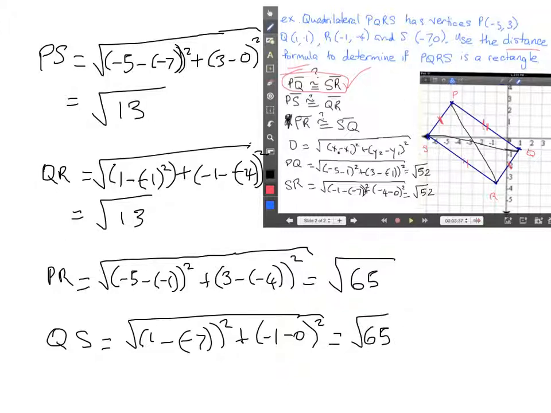So the opposite sides are equal, the diagonals are equal, everything that we want to be equal is equal. So this is actually, yes, it is a rectangle. And we're done.